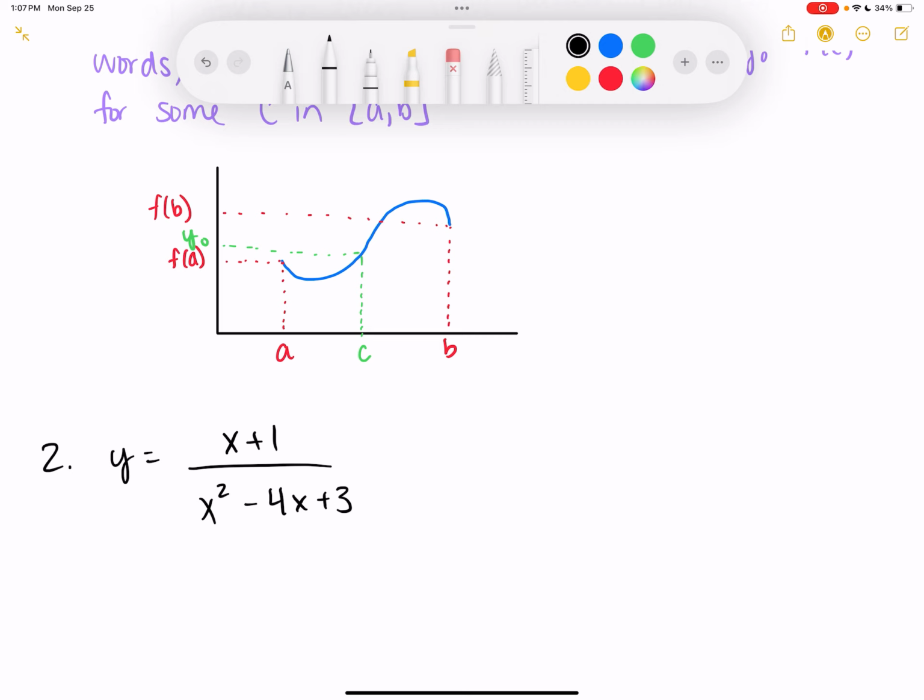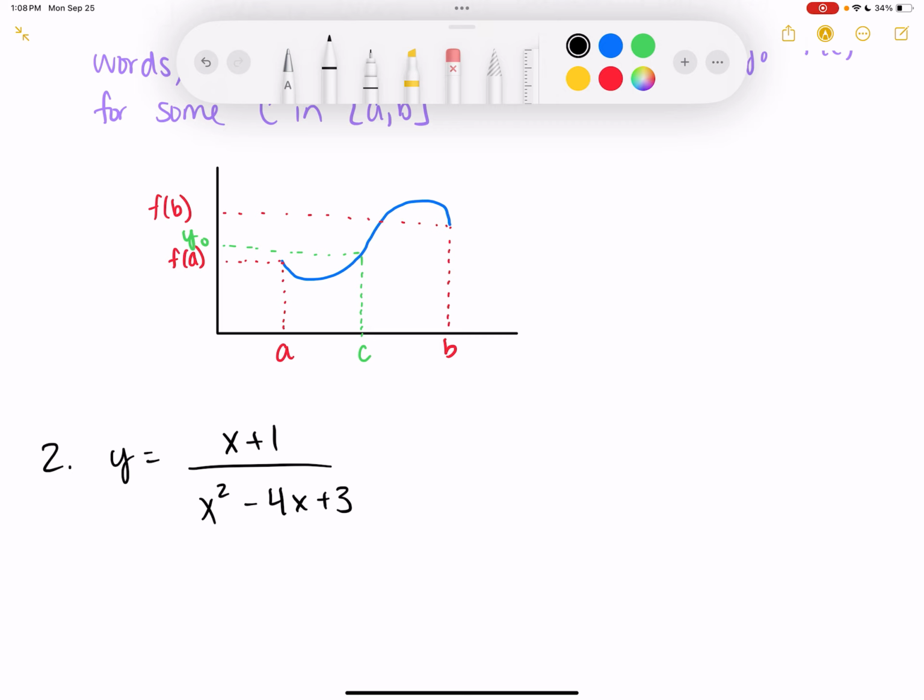So I need to decide if this is continuous or not. Any guesses without us doing anything? I'm just asking before we do work if you think it's going to be continuous or not. Anybody else want to guess? Continuous. Okay, so we're going to find out.